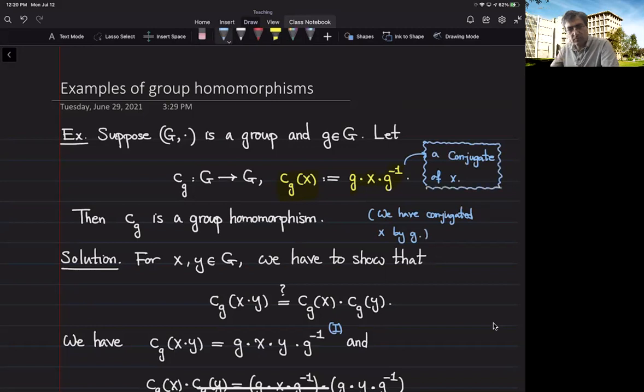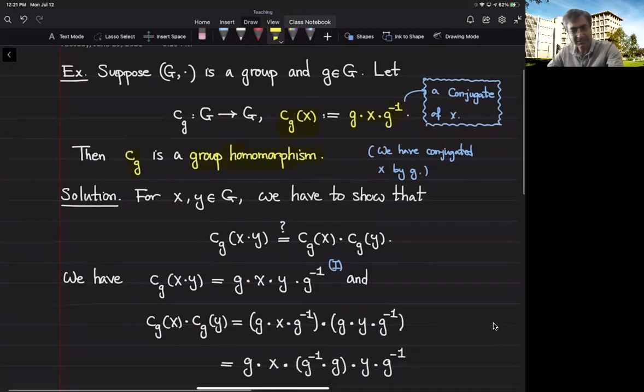Okay, but for this example, this name is not important. What is important is to remember that given g, I can multiply every element by g from left and its inverse from right, and that's an interesting function to remember. And the claim is that this function is a group homomorphism. So please remember this group homomorphism, and the name is important for us when we want to recall it. So we are conjugating x by g.